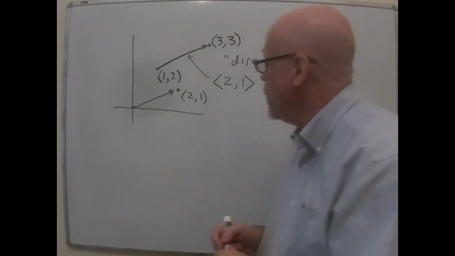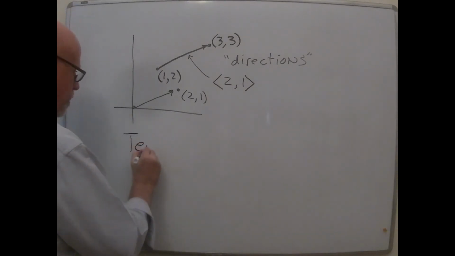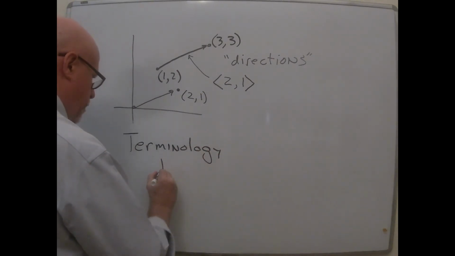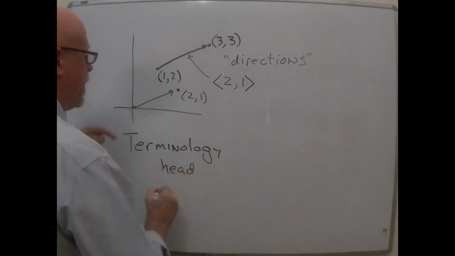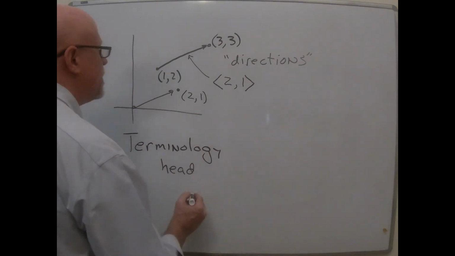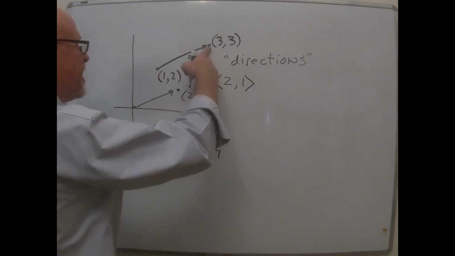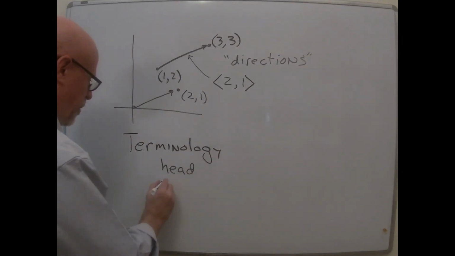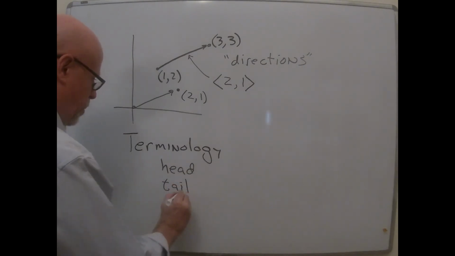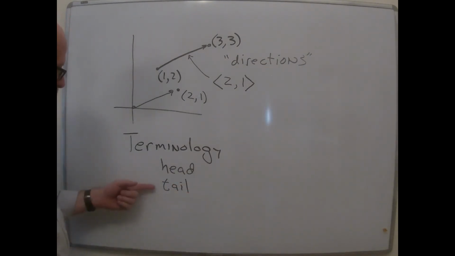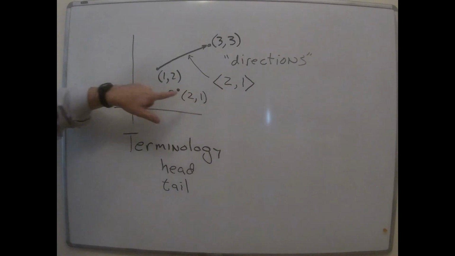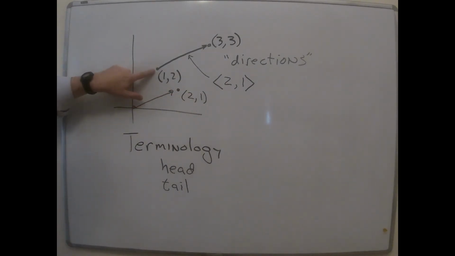Some terminology we should make sure we're all clear on. Probably makes sense though. The head of the arrow is the pointy thing. It's where you draw the arrowhead. We generally don't draw anything at the other end, the starting point of the vector, but that's called the tail. So for this vector 2, 1, we placed it so that its tail was at 1, 2, and its head was at 3, 3.